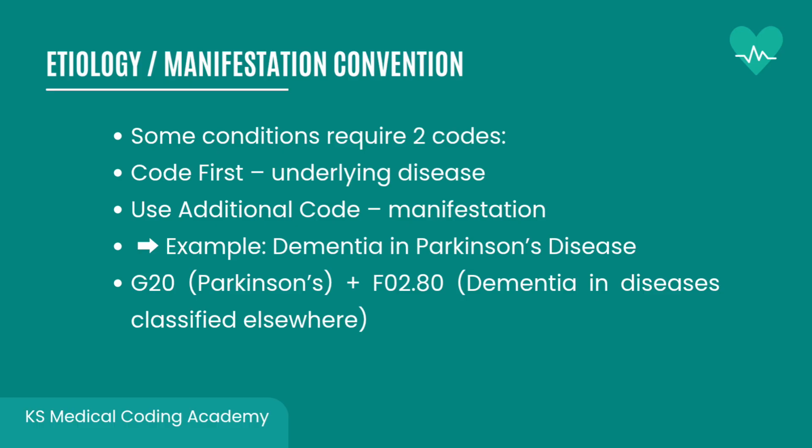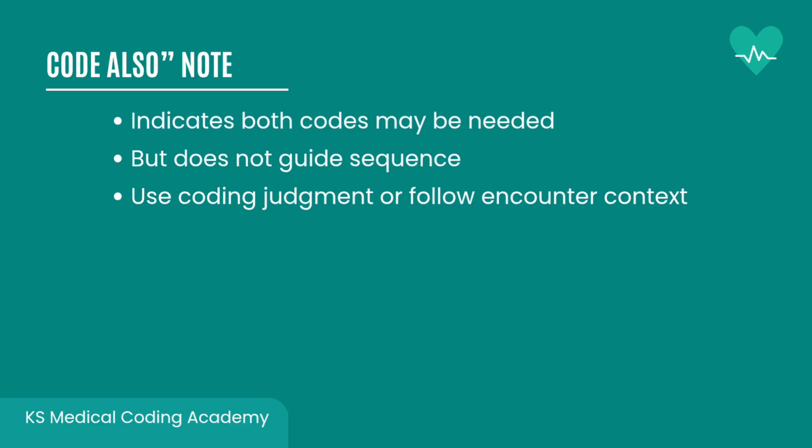The code first note appears at the manifestation code. The use additional code note appears at the etiology code. Code also note. The phrase code also tells you two codes may be needed, but doesn't tell you the order. Use coding logic or follow encounter sequencing. These are often tested in multiple choice format.